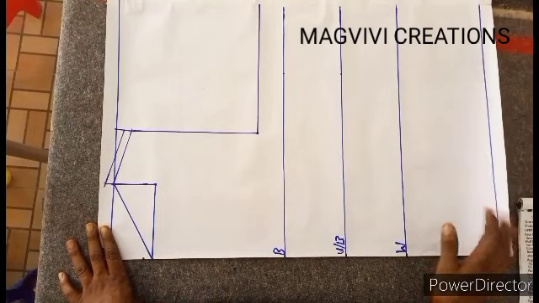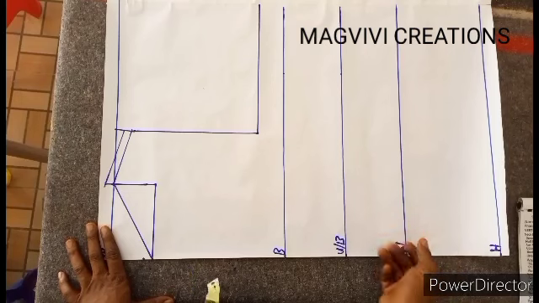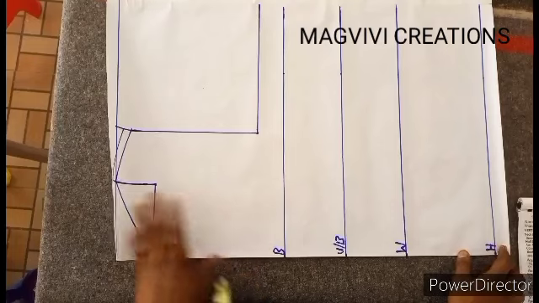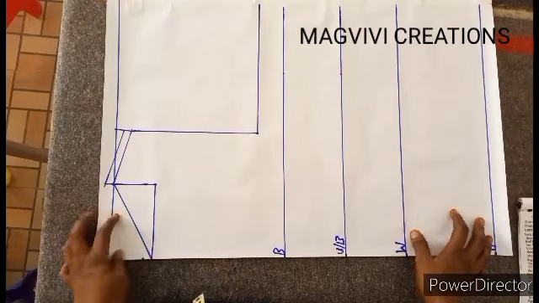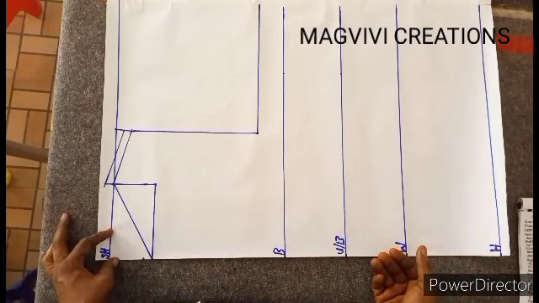So today we'll be drafting an overbust corset, which is also a Victorian corset. Okay, so I have my basic bodice here. I have taught you how to draft a basic bodice pattern.